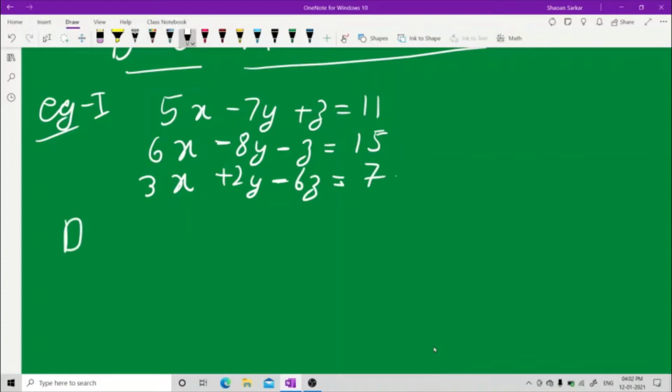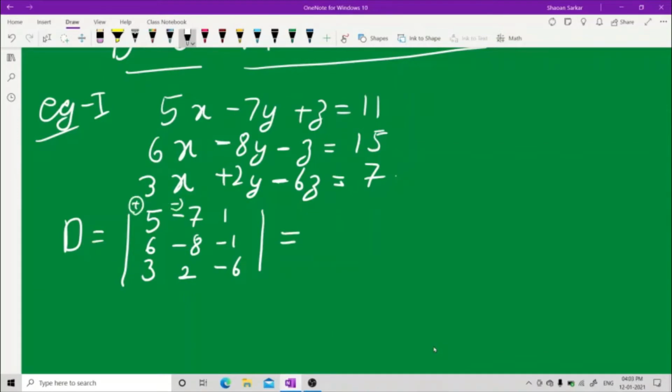How to write D? D is just the determinant of the coefficients of x, y, and z: 5, 6, 3, minus 7, minus 8, 2, plus 1, minus 1, and then minus 6. Just take the determinant. I have told you how to take the determinant. Put a plus sign, a minus sign, and a plus sign, and expand the determinant.